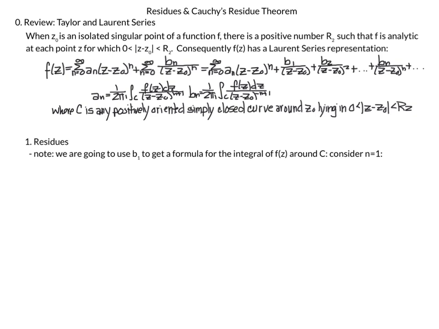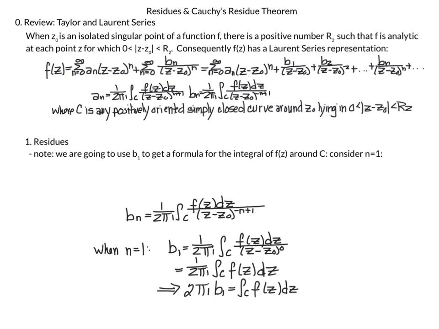In particular, we're going to look at n equals 1 in our formula, and I'm just going to underline or box this formula in yellow here. So we're going to use b1 to get a formula for the integral of f of z around C. And for easy reference, I moved this formula here. So we have b sub n is equal to 1 over 2 pi i, closed curve integral over C, f of z dz all over z minus z naught to the minus n plus 1.